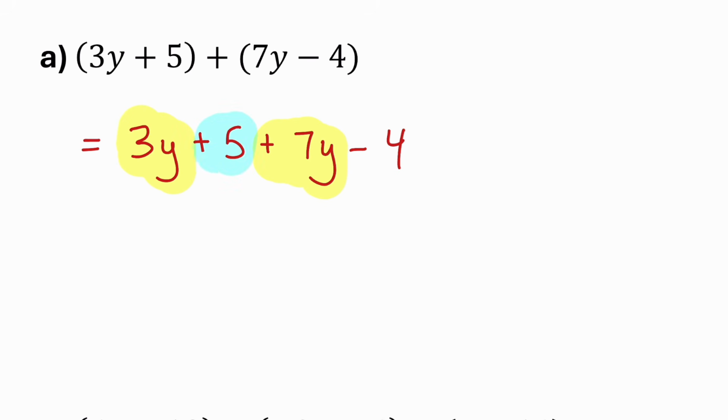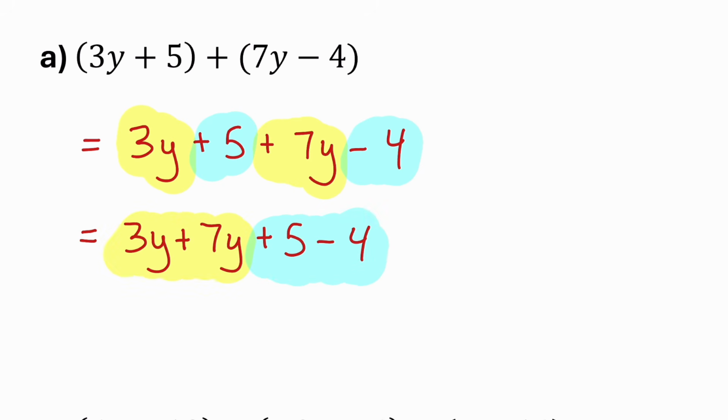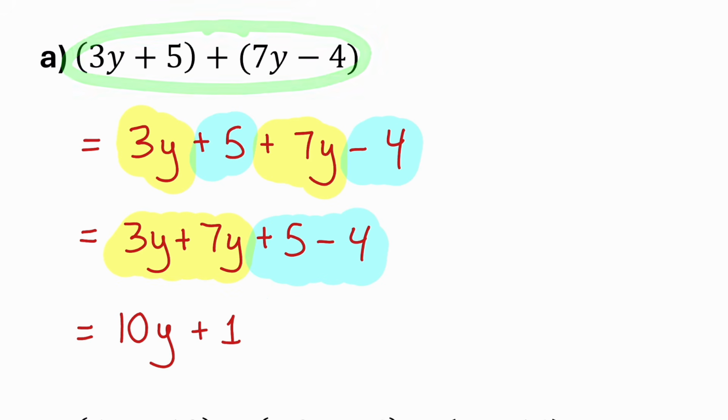Those are also like terms. So I'll rewrite this expression with like terms beside each other. And now I can collect the like terms together. 3y plus 7y, add the coefficients 3 plus 7 to get 10, and keep the variable part the same, so it becomes 10y. And then positive 5 minus 4 is positive 1. So there is my final simplified expression that's equivalent to the original sum of those polynomials.